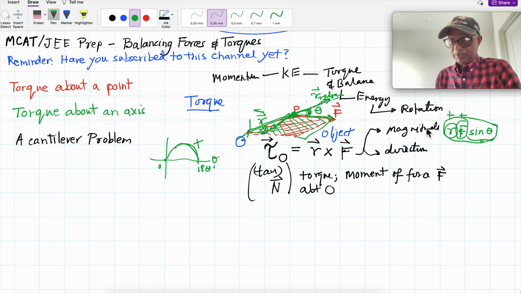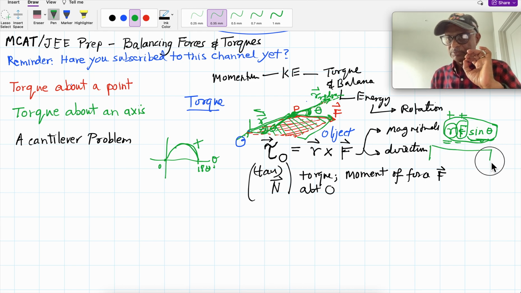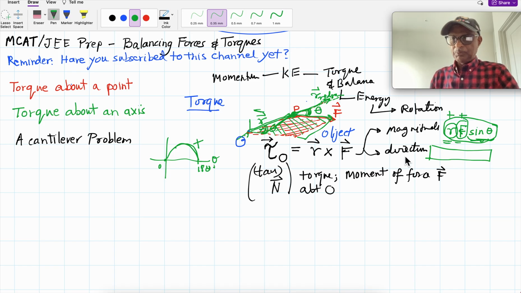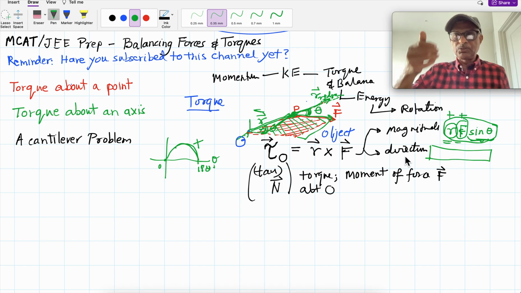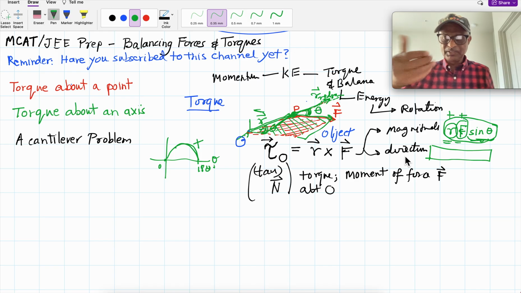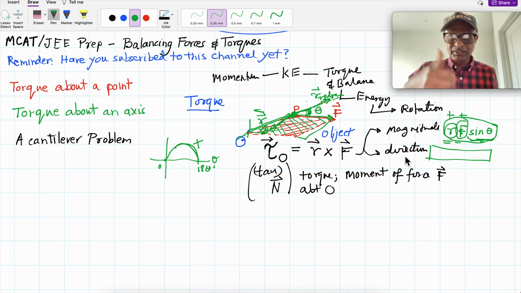So r and F and sine theta. And the sine part will be in the direction. The way we're going to do the direction is the right-hand rule. I don't know if you can see right and left over there. So I sweep from r to F, and the thumb gives me the direction. So that's one way to do the direction.